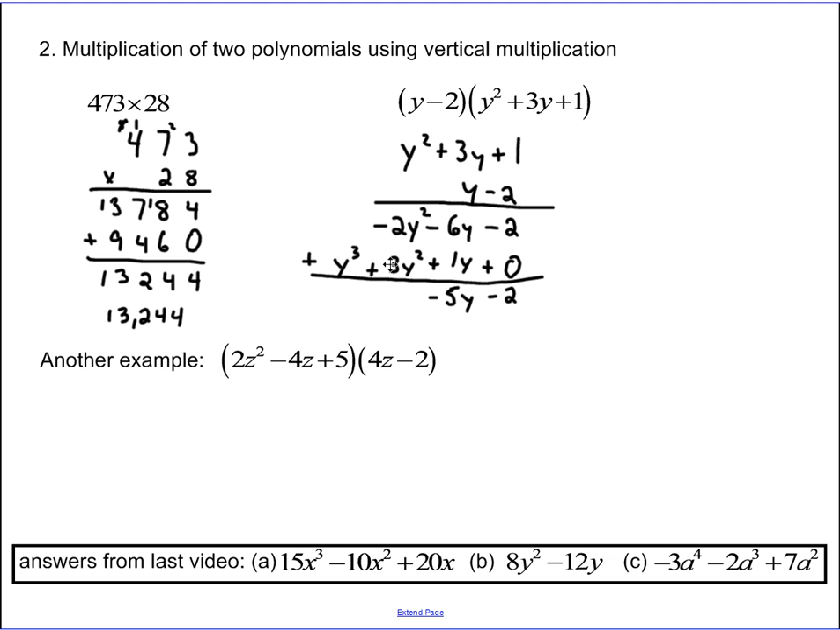Negative 2y squared plus 3y squared, so you recognize that's going to be plus 1y squared, and then plus y cubed. So our resulting expression here should be y cubed plus y squared minus 5y minus 2.